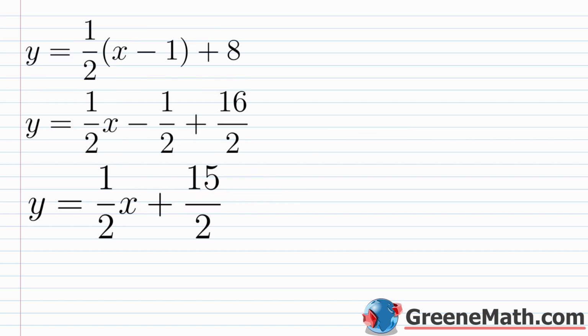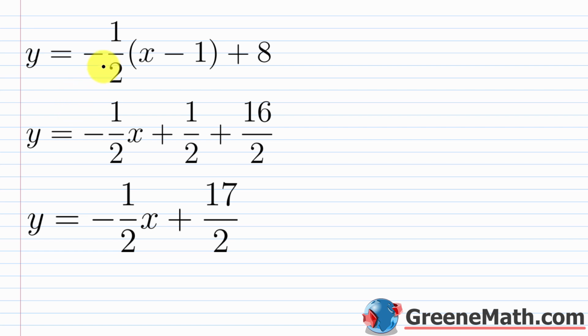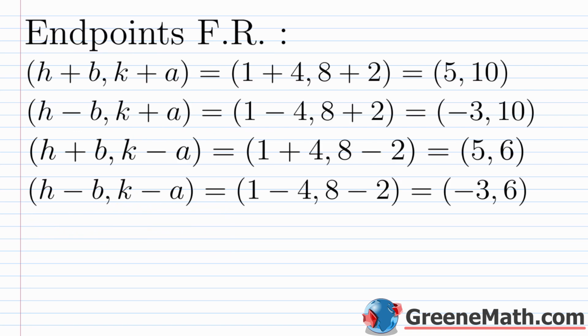So first scenario where this is positive, y equals 1/2 times the quantity x minus 1 plus 8. That's going to become y equals 1/2 x plus 15/2. Second scenario, we have y equals negative 1/2 times the quantity x minus 1, then plus 8. So that turns into y equals negative 1/2 x plus 17/2. Endpoints for the fundamental rectangle, you're going to have 5 comma 10, negative 3 comma 10, 5 comma 6, and then negative 3 comma 6.